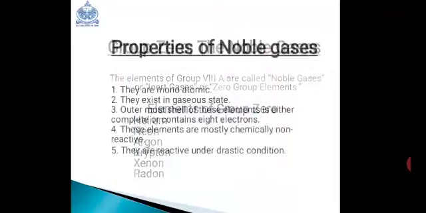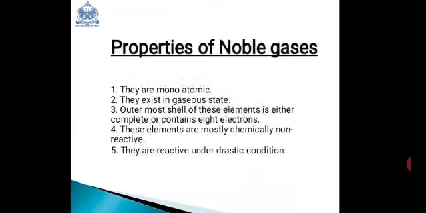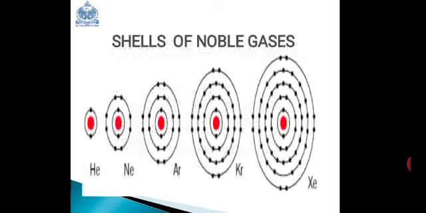Now students, properties of noble gases. They are monoatomic. They exist in gaseous state. The outermost shell of these elements is either complete or contains 8 electrons. These elements are mostly chemically non-reactive. They are reactive under drastic conditions.